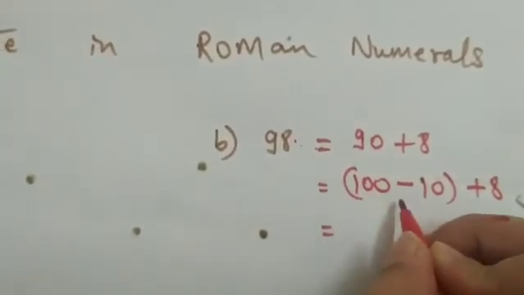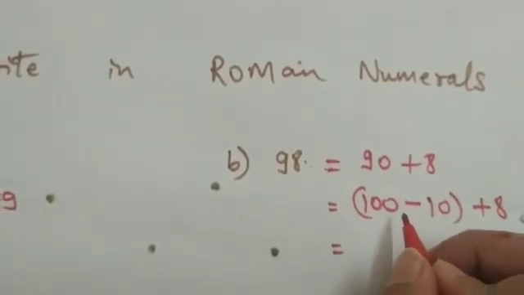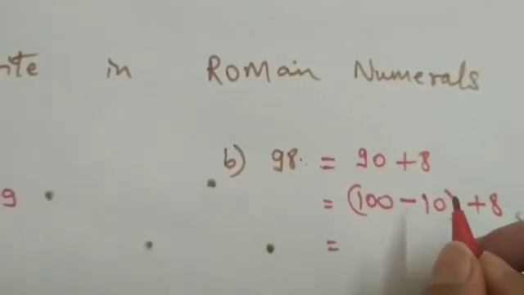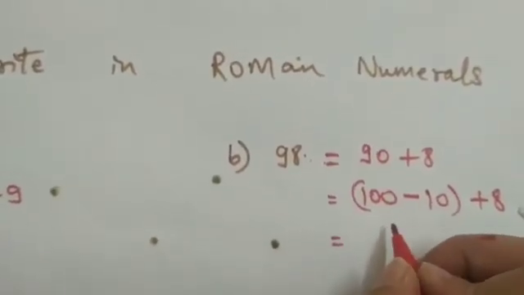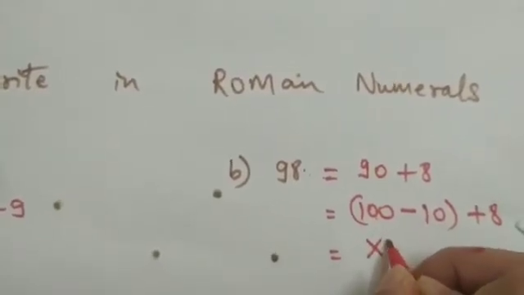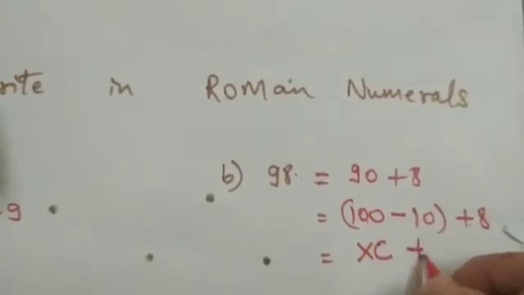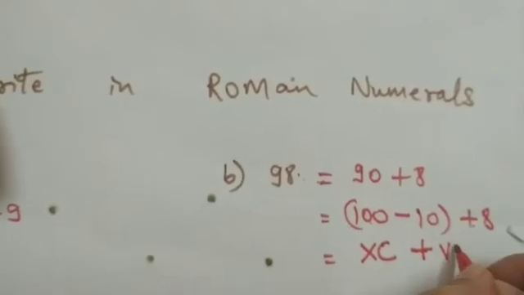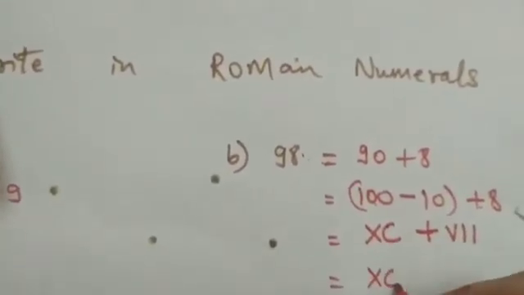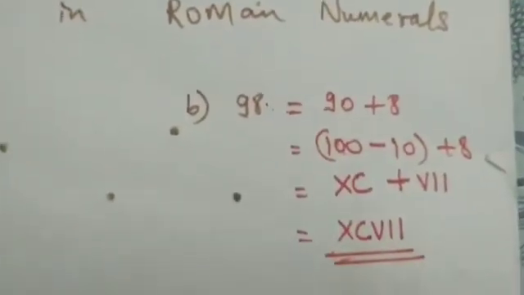So here we use the fourth rule, that is, if a smaller Roman numeral is written to the left of a greater Roman numeral, then we have to subtract that smaller one. So we write X first and C second, plus as it is, then 8 is represented as VIII. So we can write here XCVIII. So this is the representation for 98.